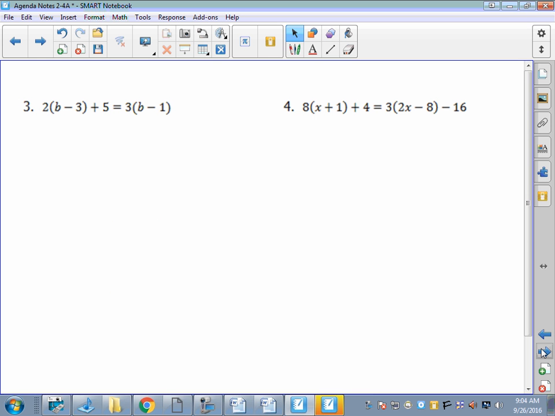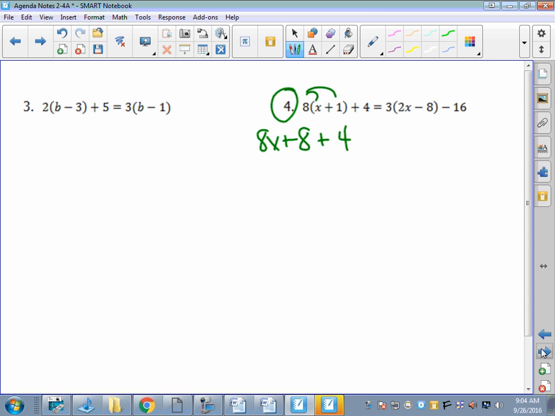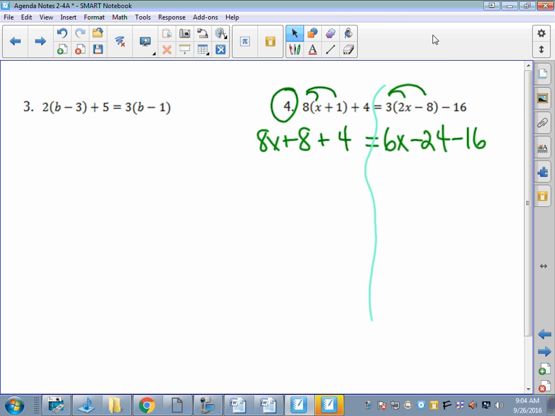Let's jump over here to problem number 4 because there's lots of like terms to combine. We'll skip 3 for now. So problem number 4, first of all, I definitely see distributive property, 2 of them, right? 1 on each side. So go ahead and distribute. So I've got an 8x plus 8. That plus 4 is not doing anything but coming straight down. Here when I distribute, I get a 6x and a negative 24, and that minus 16 is coming straight down. If you want a little line on your equal sign, go ahead and do that.